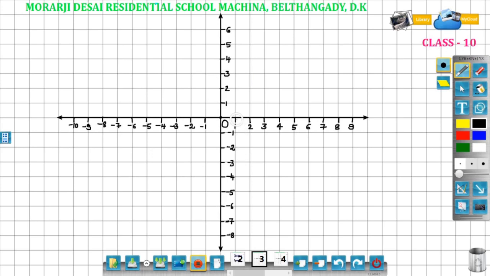The point of intersection of two axes is the origin. It is denoted by O. The coordinates of point O is 0, 0. We denote the positive side of x-axis by x and negative side of x-axis by x dash, and positive side of y-axis by y and negative side of y-axis by y dash.